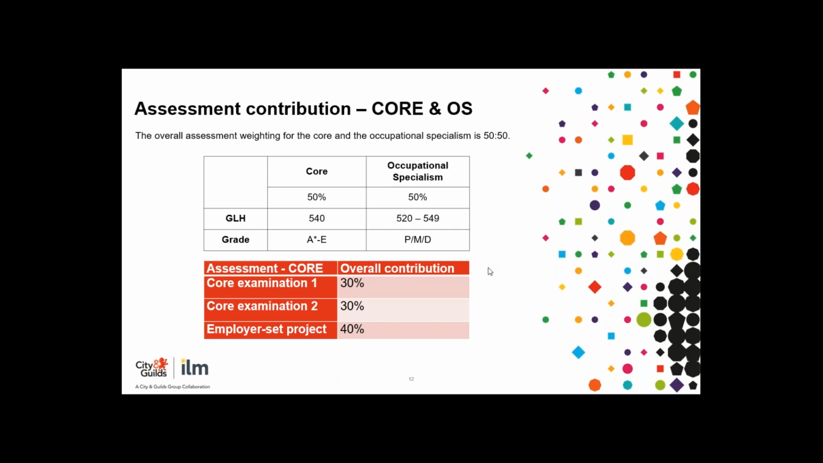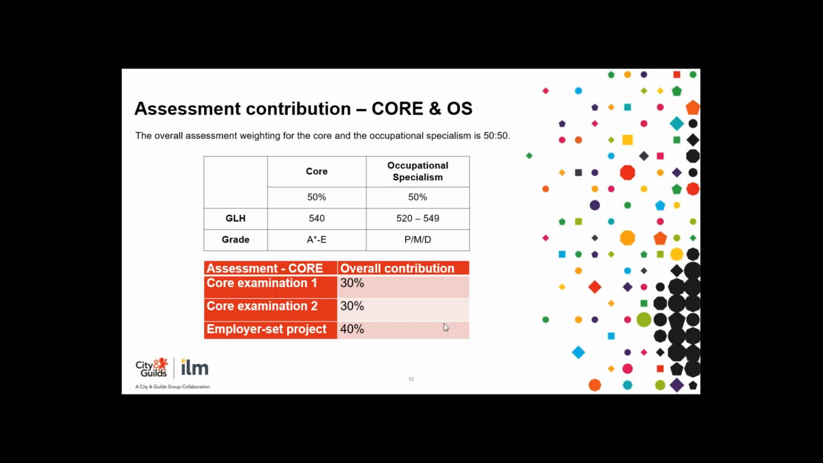And then again for the employer set project, that will be out of 100 marks, and that will be approximately 24.5 hours worth of work to do that project, and that's 40% of the overall core grade. And again, that's externally set and marked. And remember, as Karen said, it is not set by the employer.